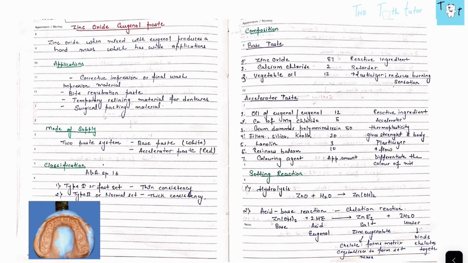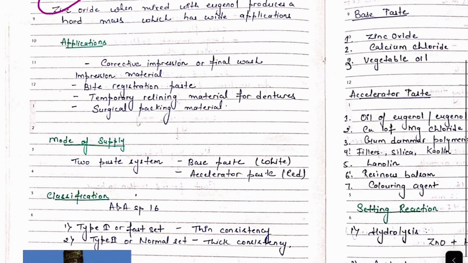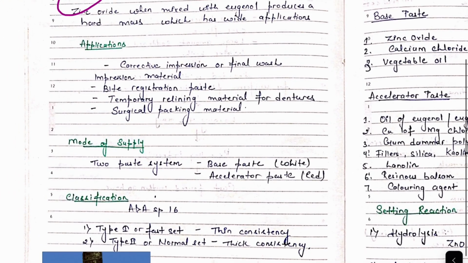Now we'll go over the second topic, that is ZOE paste. Now remember, ZOE paste is also a rigid compound. This is also supposed to be used for edentulous arches. But it has good recording properties. It can record good surface details.